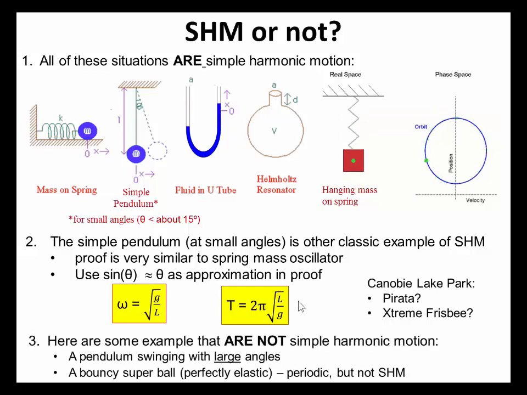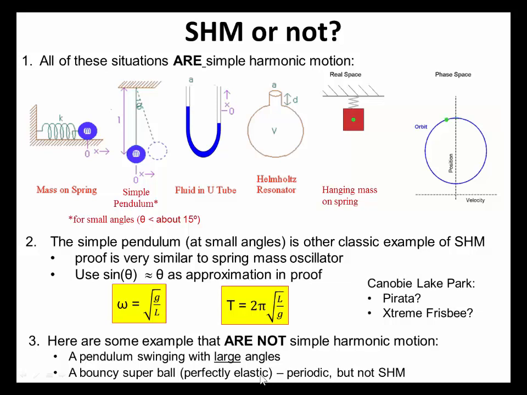Just some examples that are not simple harmonic motion, and you should know this because they test you on these types of things. So like I said, a pendulum that's swinging at large angles deviates from this, and you'll get some errors, even though you could use this as a model that's somewhat close.